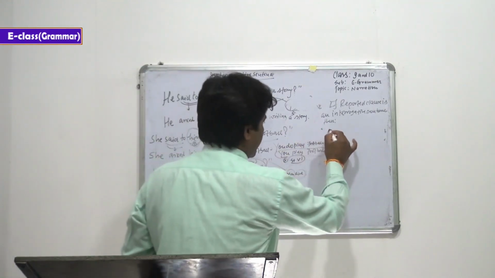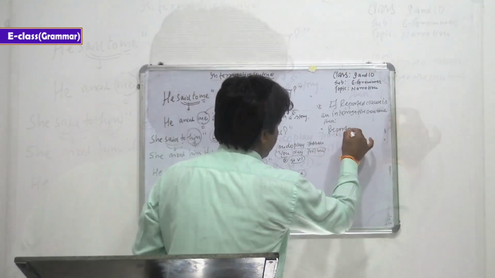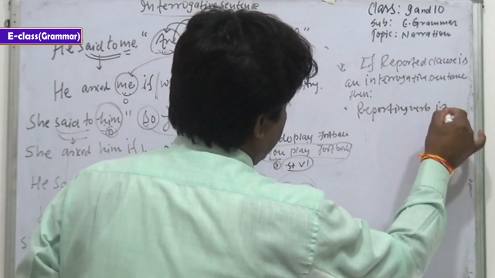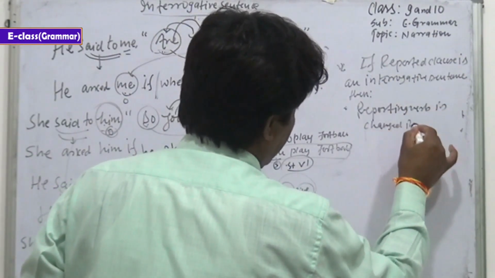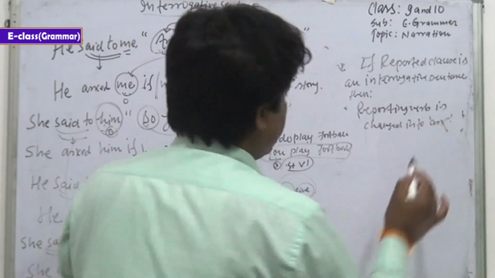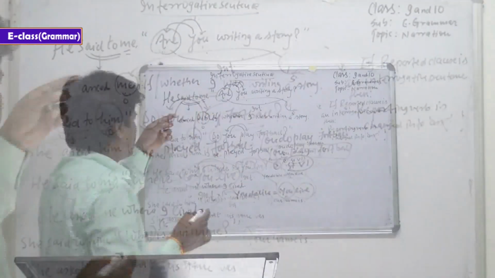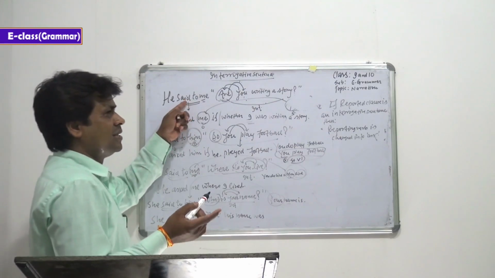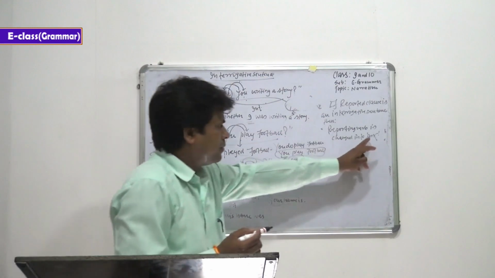So the reporting verb is changed into ask. Ask. I write V1 here. Only ask, because suppose we had he says, then it becomes asks. Say then ask, only said then ask. So I write V1 over here.